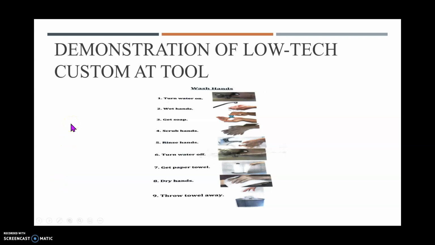Now this would be the demonstration of the visual aid of the low-tech custom assistive technology tool. As you can see on the cursor, they're numbered 1 through 9. And as I stated, individually, each step will be taught hand over hand. So hand over hand with the client, you'll turn on the faucet water. Same thing with wetting hands, getting soap, scrub hands, rinse hands, turn water off, get paper towel, dry hands, throw towel away. And the goal is to eventually fade away from doing hand over hand to see if the client has shown mastery of each step.